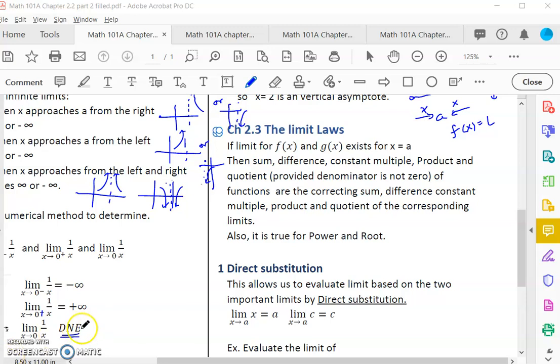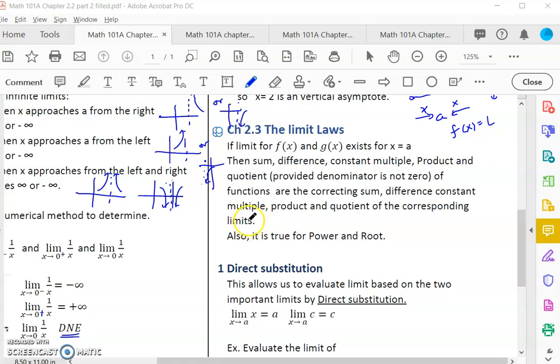Hello, calculus student. This video is for chapter 2.3, the limit laws. The limit laws are used to evaluate limits analytically or algebraically, so we have an exact answer.